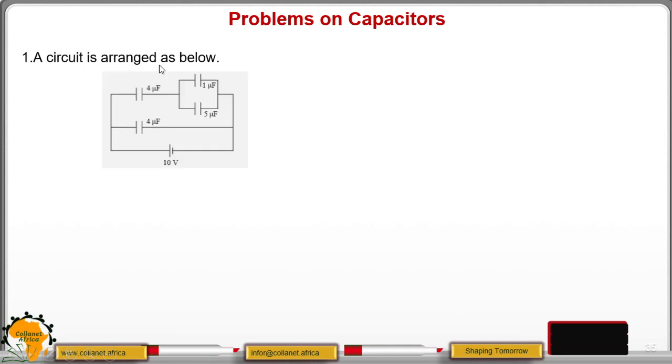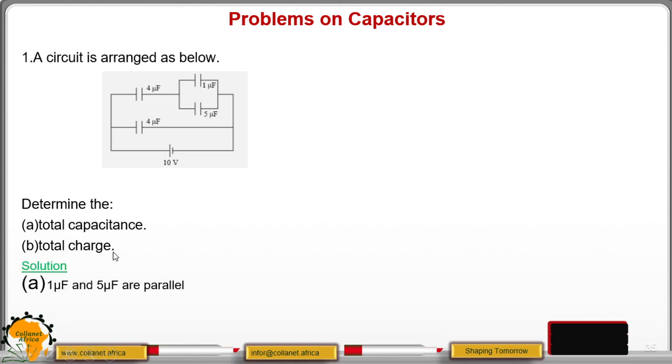So we start with the first example here, or the first question. A circuit is arranged as shown below. We have 4 microfarads, 4 microfarads, then 5 microfarads, and 1 microfarad. Determine, number 1, the total capacitance, and number 2, the total charge.